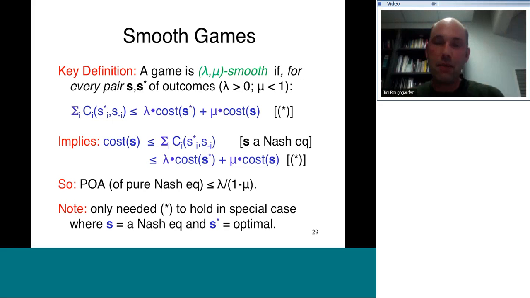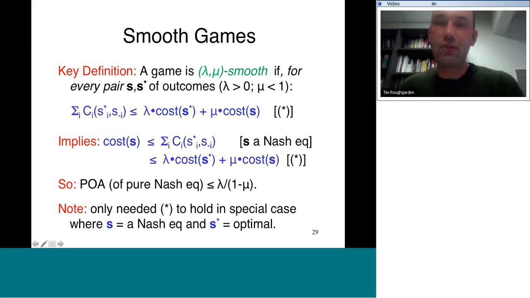Okay, so there aren't a whole lot of technical slides in the talk, so these are two of the most technical slides that we just got through. Again, the high order bits: I've defined the notion of a game being smooth with parameters lambda and mu. This slide shows that that's a sufficient condition for the pure Nash equilibria to be near optimal with a factor lambda over 1 minus mu. I will show you later that it's actually a sufficient condition for those more general equilibrium concepts to be within that factor of optimal as well. So proving star for all outcomes S, not just for equilibria, is what enables the extension theorem, as we'll see.